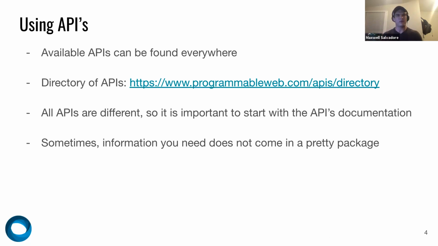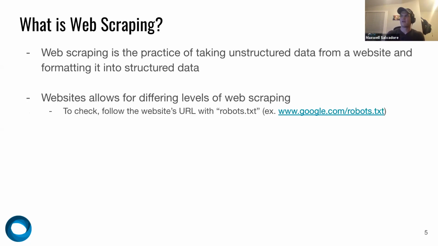So APIs are nice though. If you can get an API for information, go with that, because API information more often than not is structured and a little prettier than web scraping. However, sometimes the information you need does not come in a pretty package. That's when you would be using web scraping. So what's web scraping? Web scraping is the practice of taking unstructured data from a website and formatting it into structured data. Simple as that.